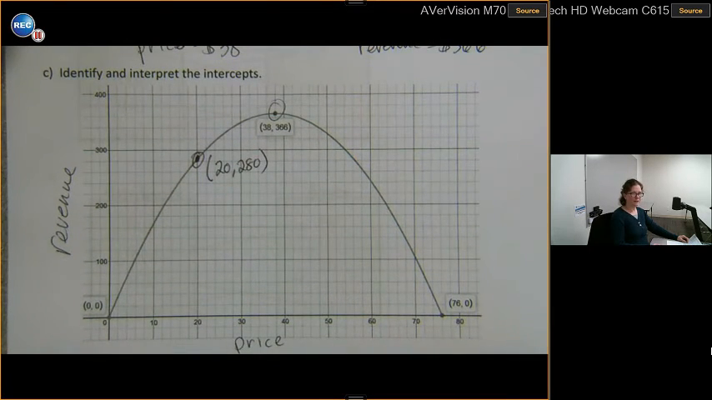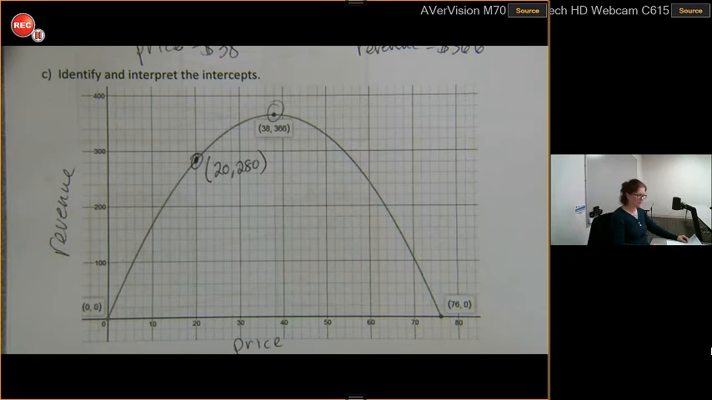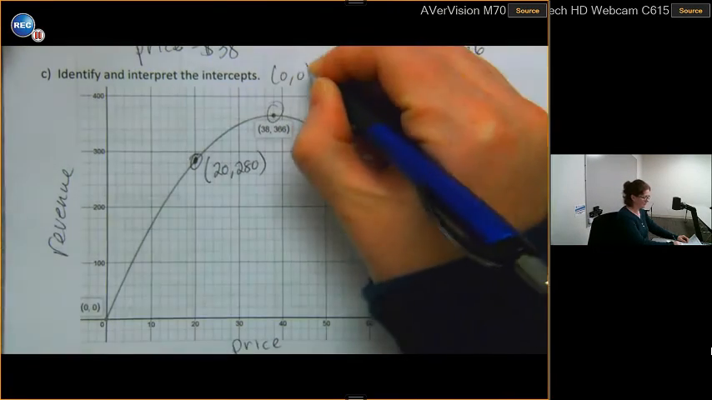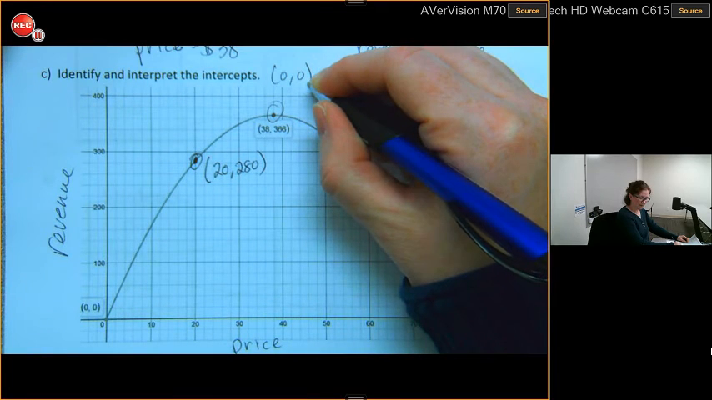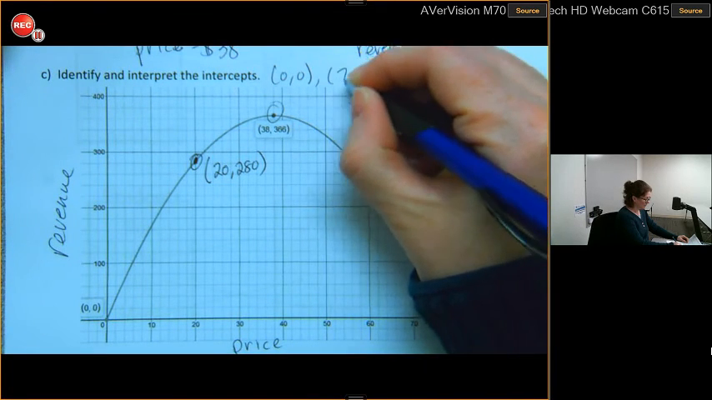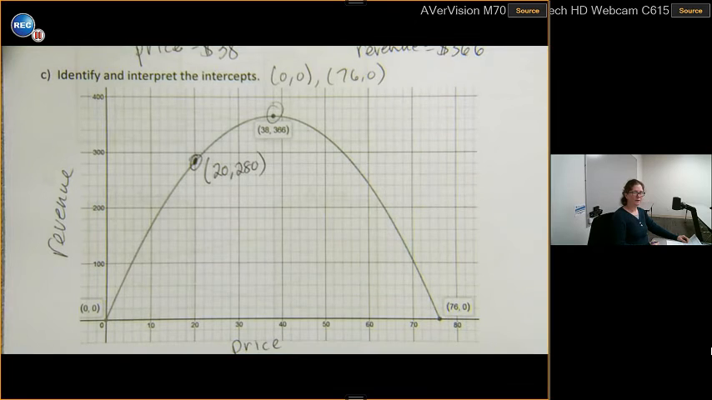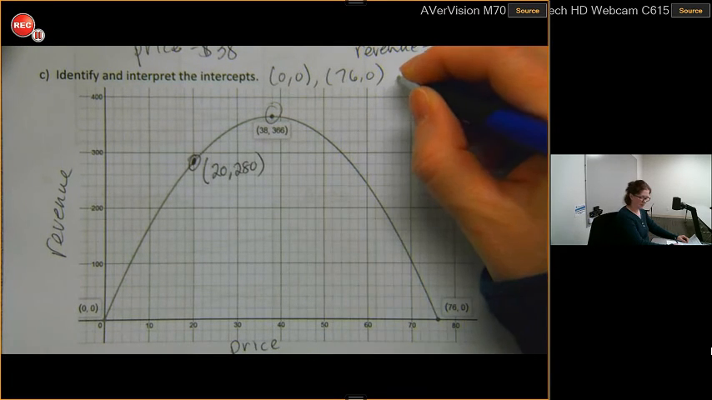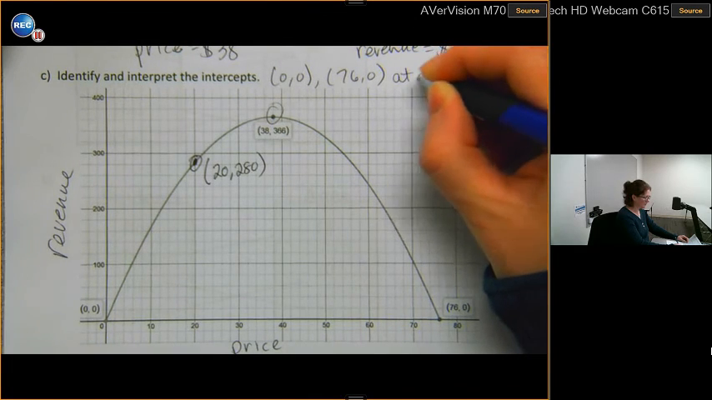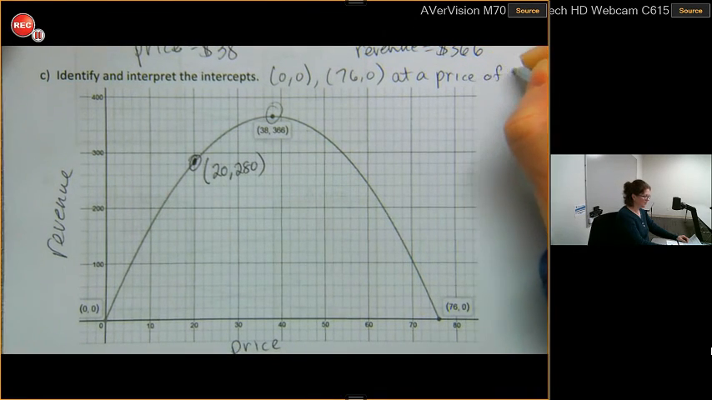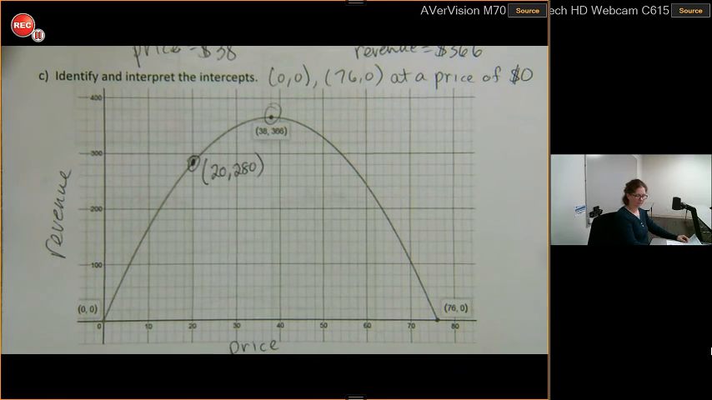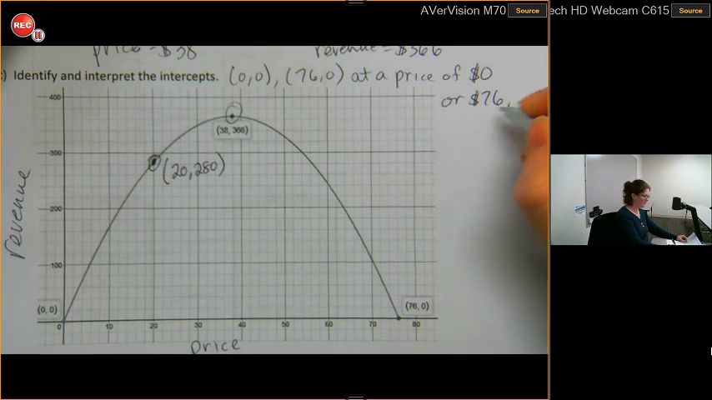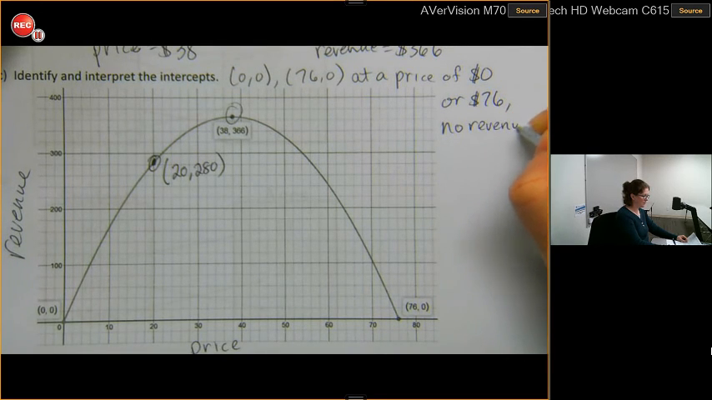Finally, identify and interpret the intercepts. So I have 2 intercept points, 0, 0, and 76, 0. And those are the points at which I make no revenue. So if the price is $0, or if the price is $76, no revenue will be made.